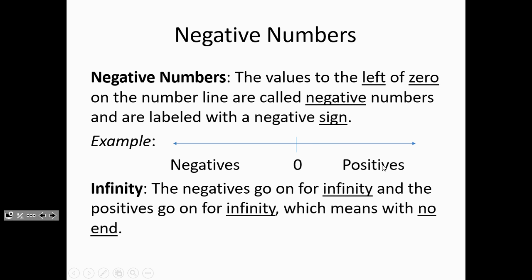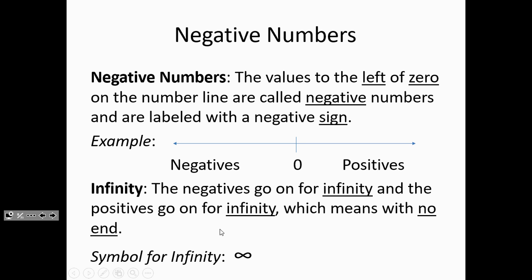And along those lines, since we have arrows here, we're talking about these going on forever. The word for that is infinity. So the negatives go on for infinity, and the positives go on for infinity, which means with no end. You can never name all the positive numbers, and in the same way, you can never name all the negative numbers. They would go on forever. Give you a chance to write that down, and then write some questions over to the side.